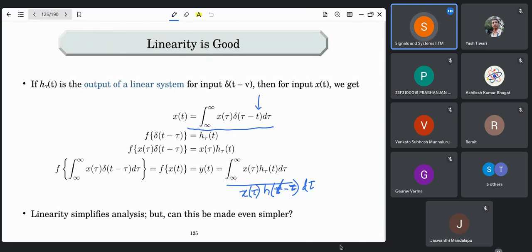Does that make sense? Sorry, can you repeat that, please? Okay. If the input of a system is a Dirac delta, then the output is the impulse response. You will get some function, you don't know what function, it can be any arbitrary signal. And that is the impulse response of the system.